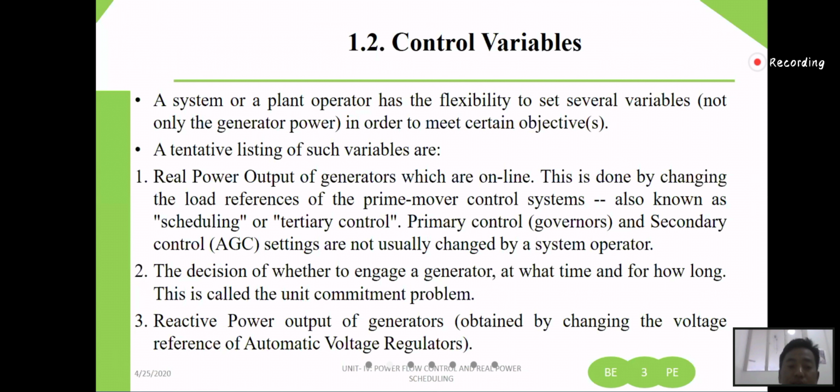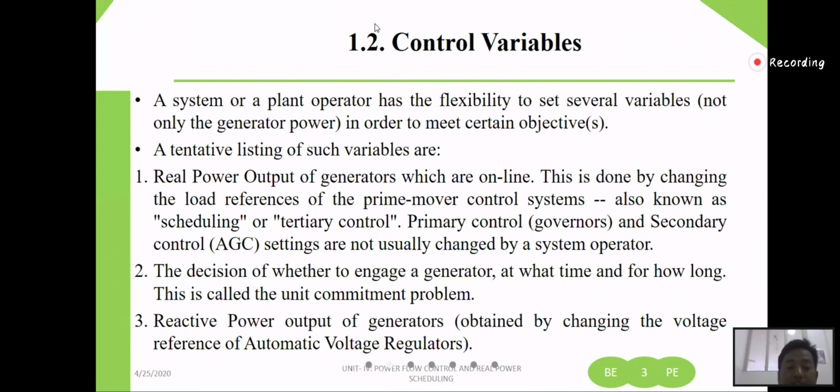So this is also a control variable, and this is called unit commitment, meaning how much each unit should generate. Unit commitment problem also depends on the operator. So the operator has to shut down 2 generators, and then put 2 in operation for 3 hours. Then for another 2 hours all 4 have to be on. This is known as unit commitment.